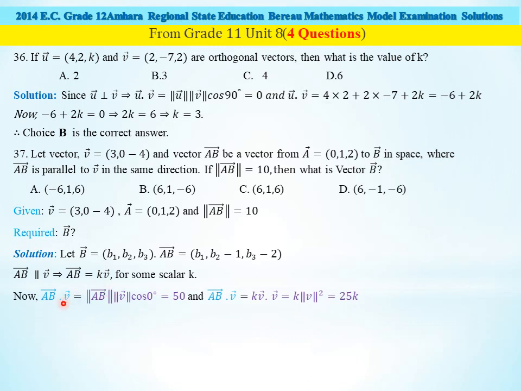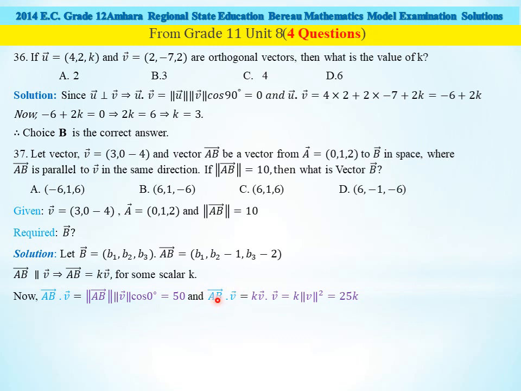From the 36th question we saw above, vector AB dot vector b is equal to the norm of AB times the norm of b times cos 0 degrees, because the two vectors are parallel in the same direction, so the angle between them is 0 degrees. cos 0 is 1, so 1 times the norm of AB, which is given as 10, times the norm of b, which is the square root of 9 plus 16, the square root of 25, which is 5. So 5 times 10 is 50, so vector AB dot vector b is equal to 50.